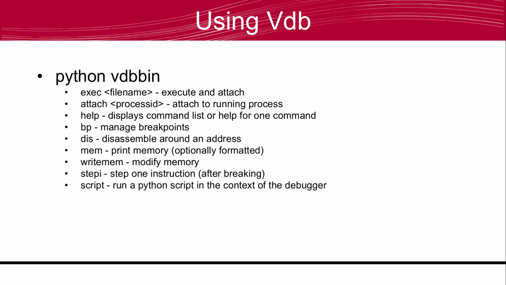Once you're in, help will display a command list, or if you type help space command, that'll give you help for a particular command. Some of the more popular commands are BP, which will let you add, remove, or manage breakpoints. Dis will disassemble around a particular address. Mem will print any section of memory, and you can optionally format that in any manner that you want, say as a string or an integer or pointer or anything like that. Write mem will let you modify memory. Step I will step one instruction forward after hitting a breakpoint, and then script will let you run an external Python script in the context of the debugger. So you can use that to automate some steps.